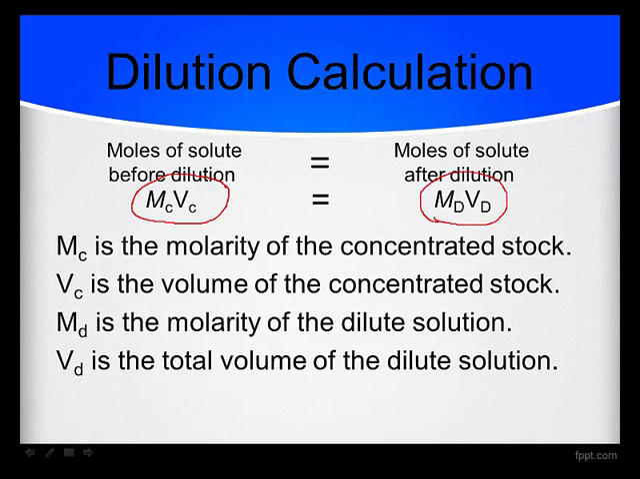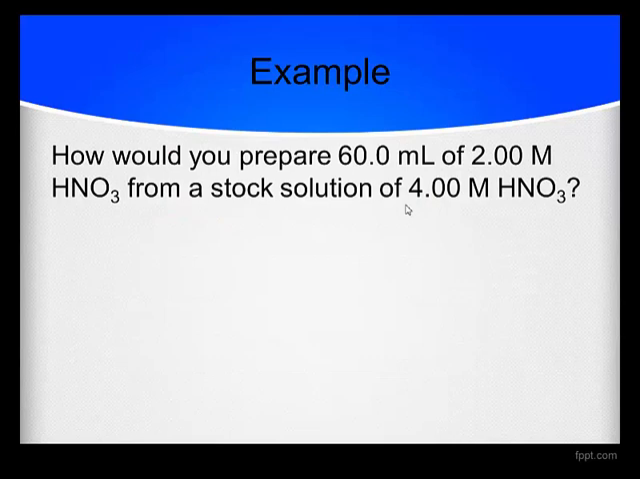If you set them equal to each other, you're always going to know 3 of the 4 things, which means you can use really simple algebra steps to solve for the one thing that you don't know. So an example of how we do this might ask something like this. How would we prepare 60 milliliters of 2 molar nitric acid from a stock solution of 4 molar nitric acid? This is the kind of thing that I have to do when we want to do labs and we need diluted acids, so you guys don't have to dilute them.